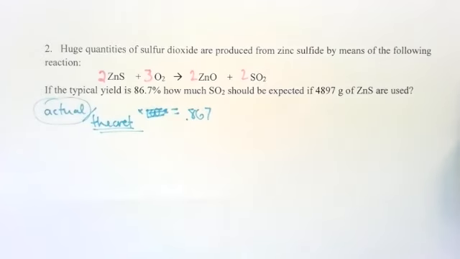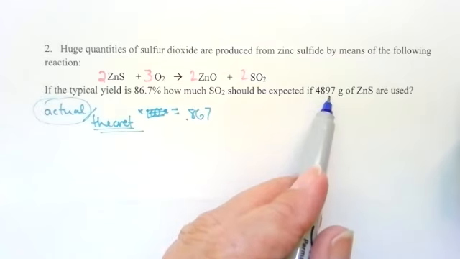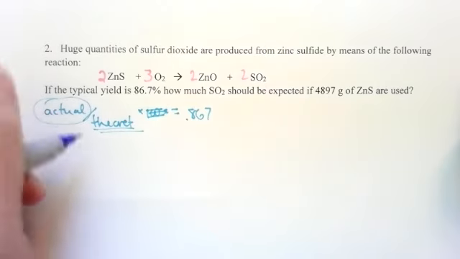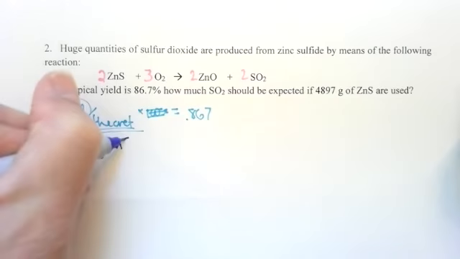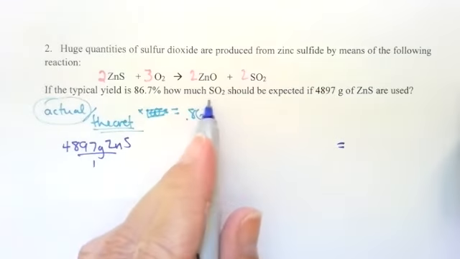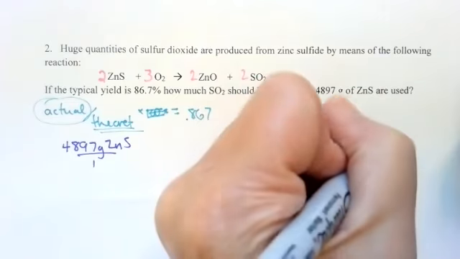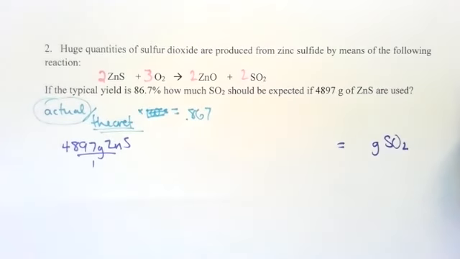So I'm starting with 4,897 grams of zinc sulfide. So that's my starting amount. Going to put that over 1. And I want to solve for, we're talking about sulfur dioxide, so I want to solve for grams of SO2. Okay, again, I have a mass to mass, so I'm going to need some molar mass conversions.